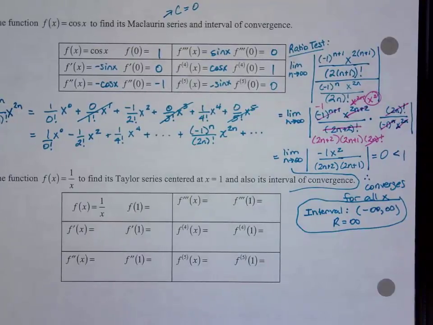Question? What is r? R is the radius of convergence. Basically, when we do another problem in a minute, once we find out how far apart it is, it's the distance from the center to the ends of the interval of convergence. Okay?